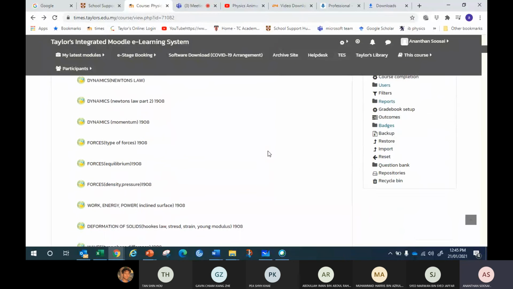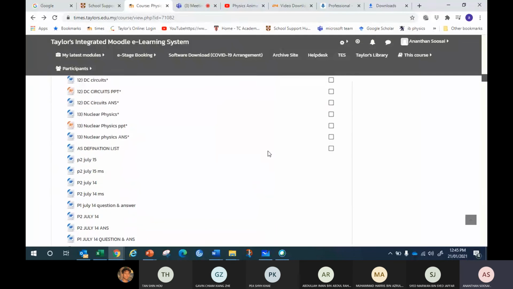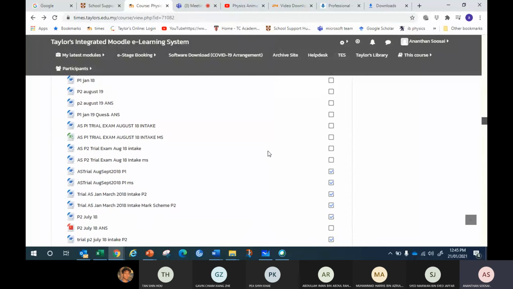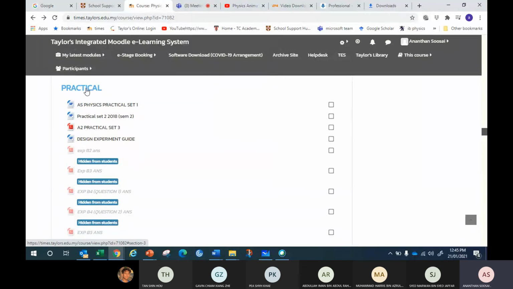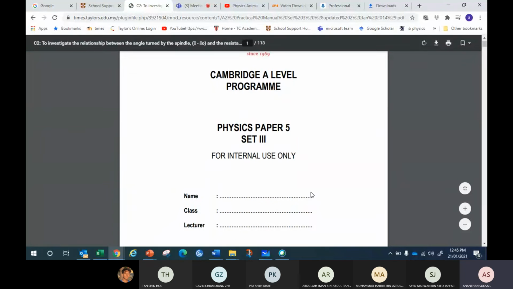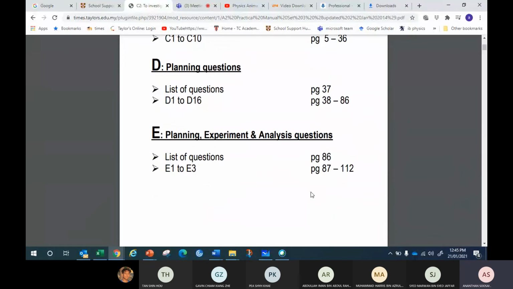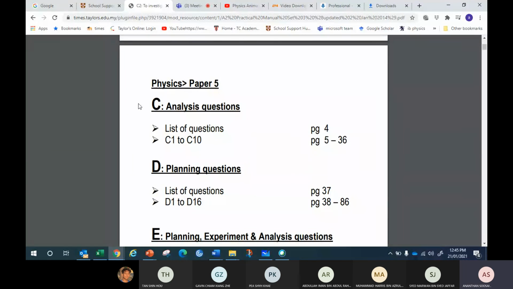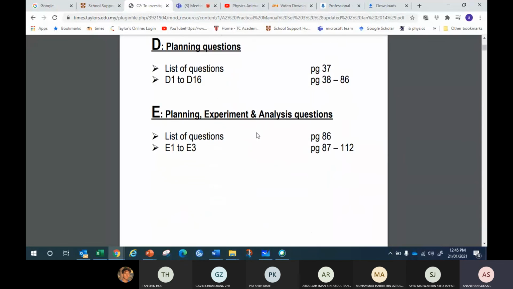We'll be discussing tomorrow. The practical book I already attached in the files. So go to the A2 practical set 3. You open up A2 practical set 3 here. The experiments C, D, F, we will be discussing the analysis question, C first. The video is about the C. I'll show you the video.